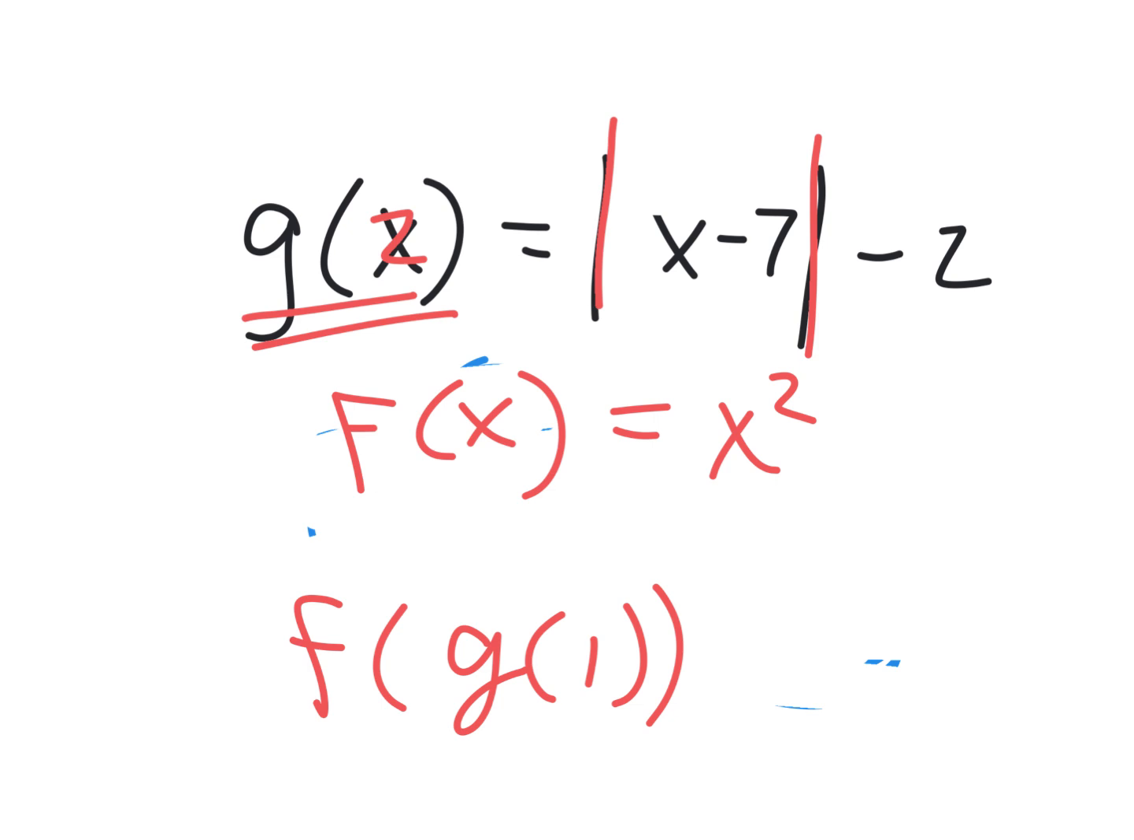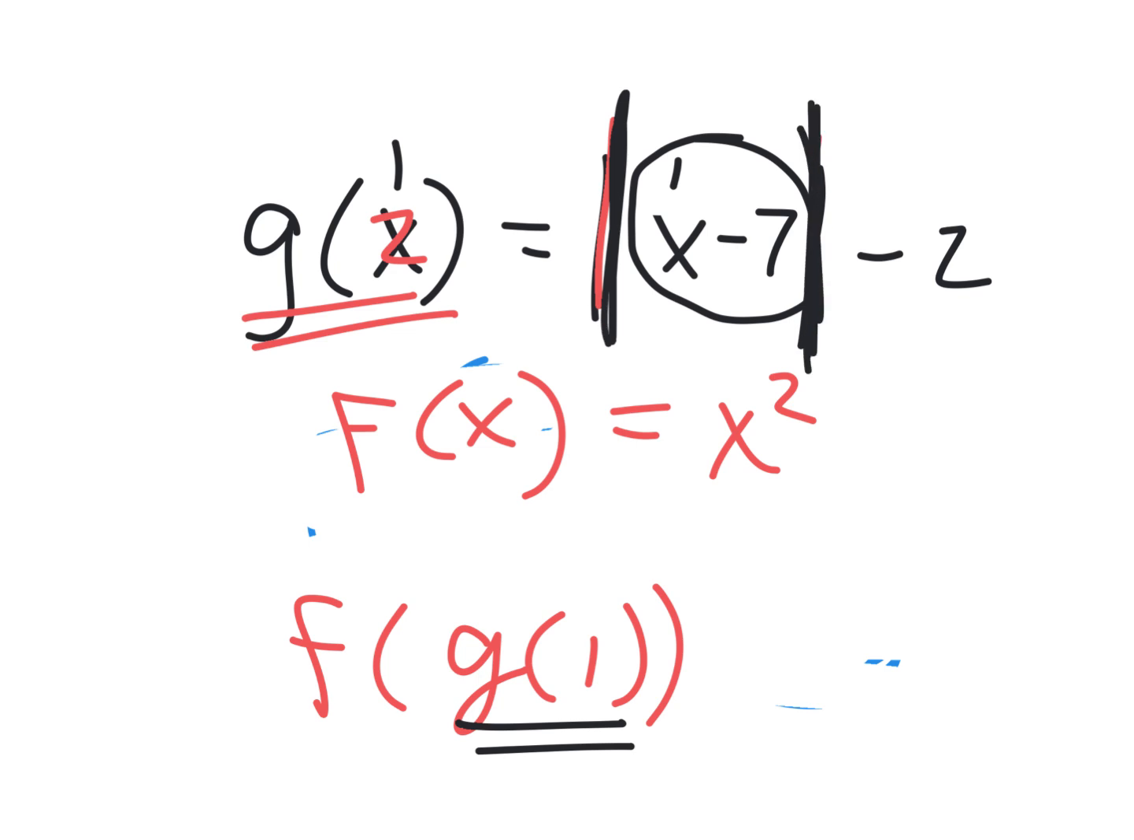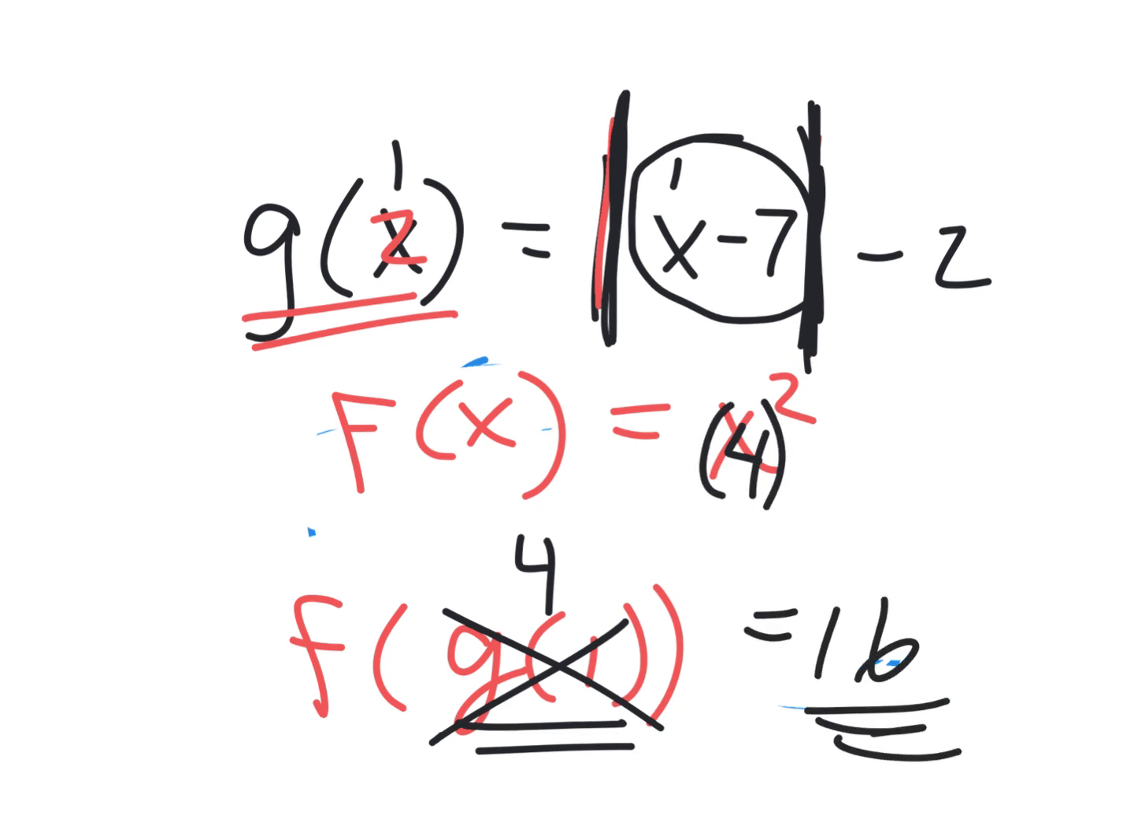Always do one step at a time. Start on the inside. G of 1. 1 goes here, 1 goes here. This comes out -6, but then the absolute values make it +6. 6 minus 2, 4. I just did this, I got 4. Now you do f of 4. 4 goes here, it's 16. That was kind of an easy one of the harder ones.